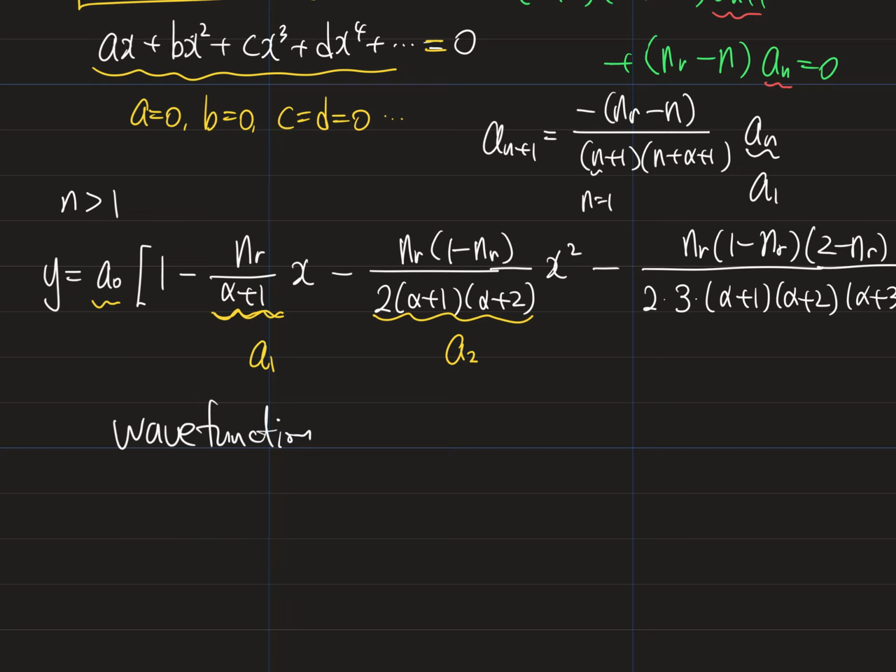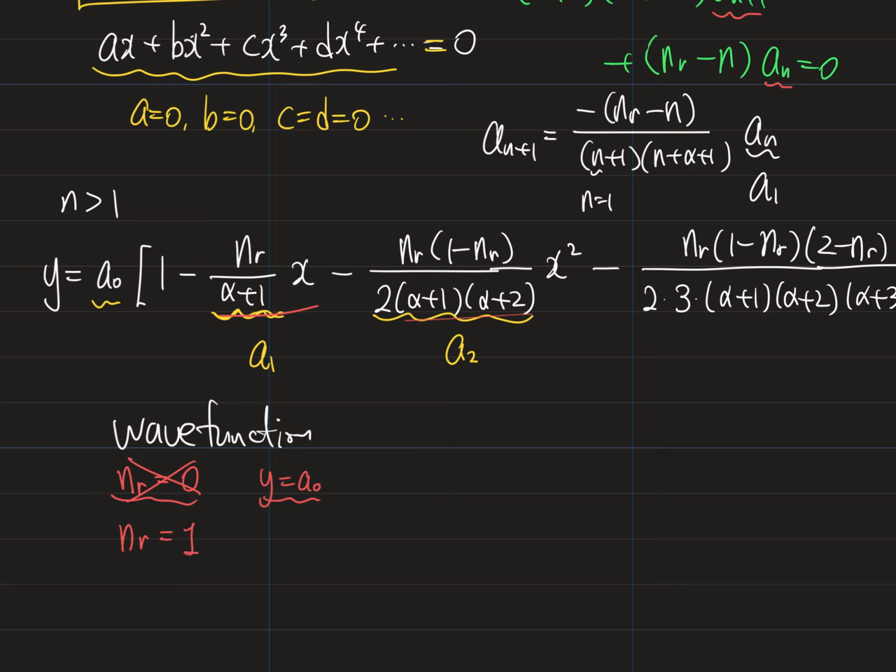So that means this function should truncate at some point, and the only possibility to truncate this function is nr equal to 1, because we are not thinking about the case of nr equal to 0. Because if nr equal to 0, then all the terms, the first order polynomial, second order, third order, all the terms will vanish. Then we just have the constant term. So it's not really helpful for describing hydrogen atom. So we reject this case.